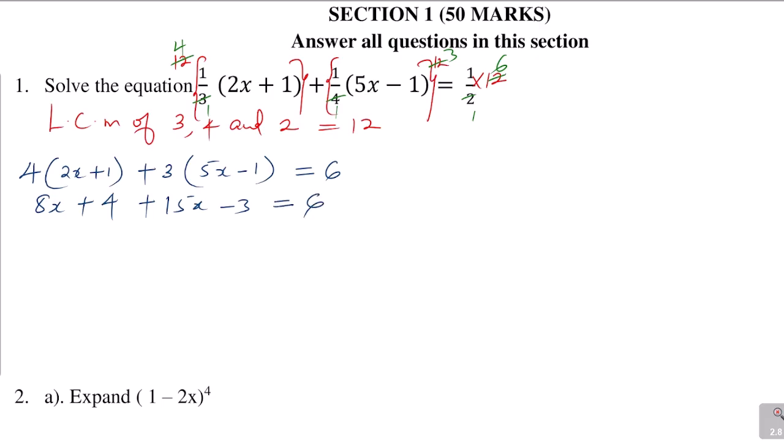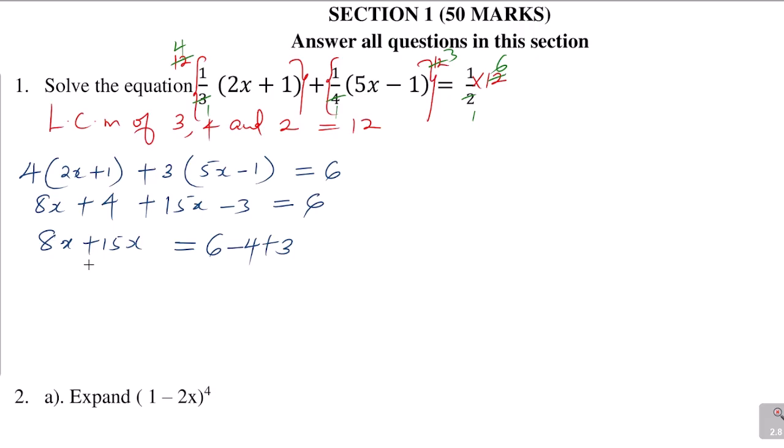Then from there you can put the like terms together. I'll put the like terms with x on the left hand side, so I'll have 8x plus 15x on that side. Then I subtract 4 from both sides, and I also add 3 to both sides. Or simply take positive 4 to the right hand side and negative 3 to the right hand side. So on the right hand side I'll have negative 4 when you take positive 4 to the other side, and then for negative 3, I shall add 3 there.